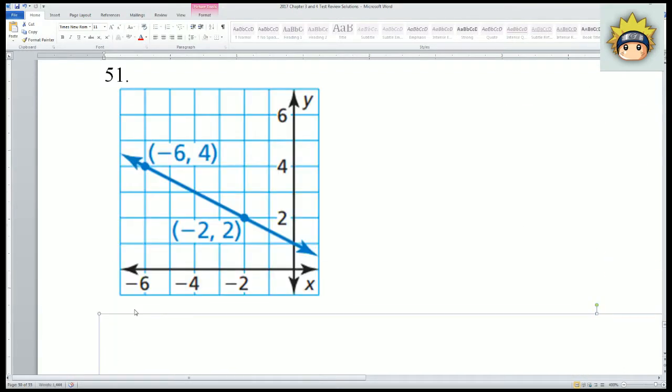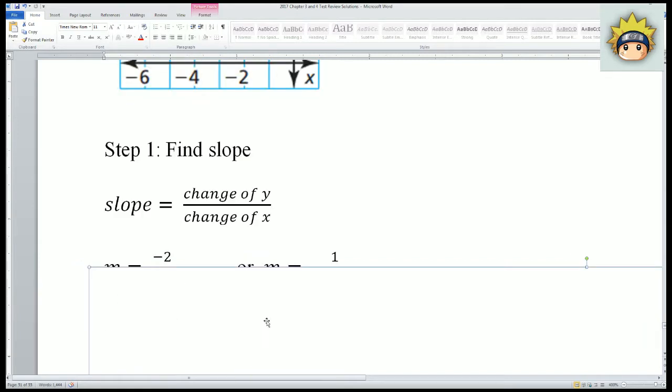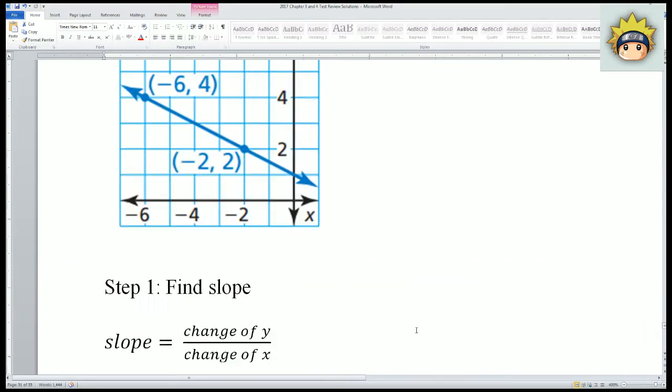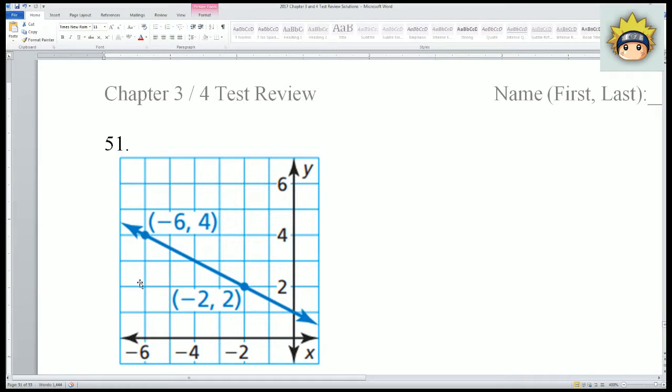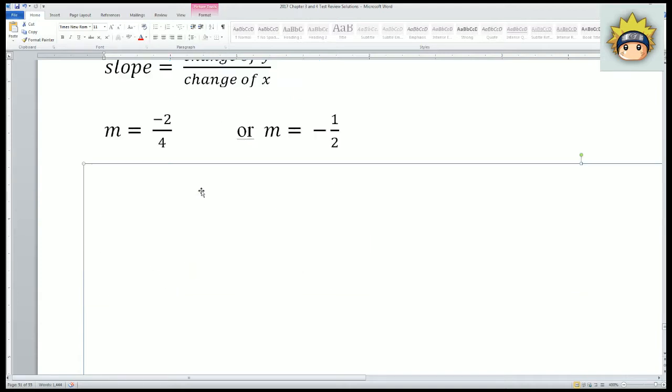(41). We have our graph here. We always want, first step is to find the slope. For this one, you go down how many times? 1, 2, then across 1, 2, 3, 4. So the slope here is m is equal to negative 2 over 4, which simplifies into m is equal to negative 1/2.